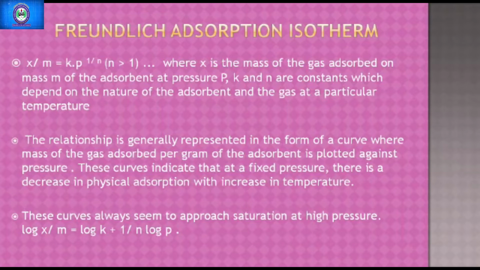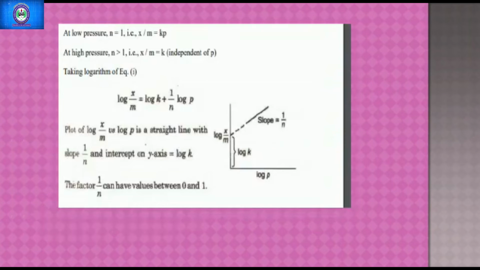So we can write the above expression. If we take the log on both sides of the equation, we can write log x by m is equal to log k plus 1 by n log p. So you can see the graph here. The graph is plotted between log x by m and log p.